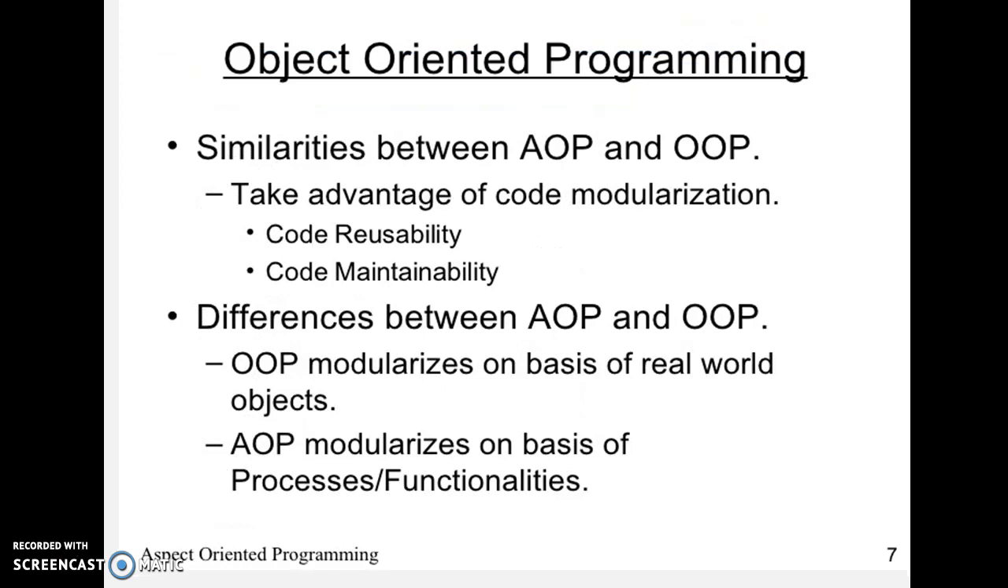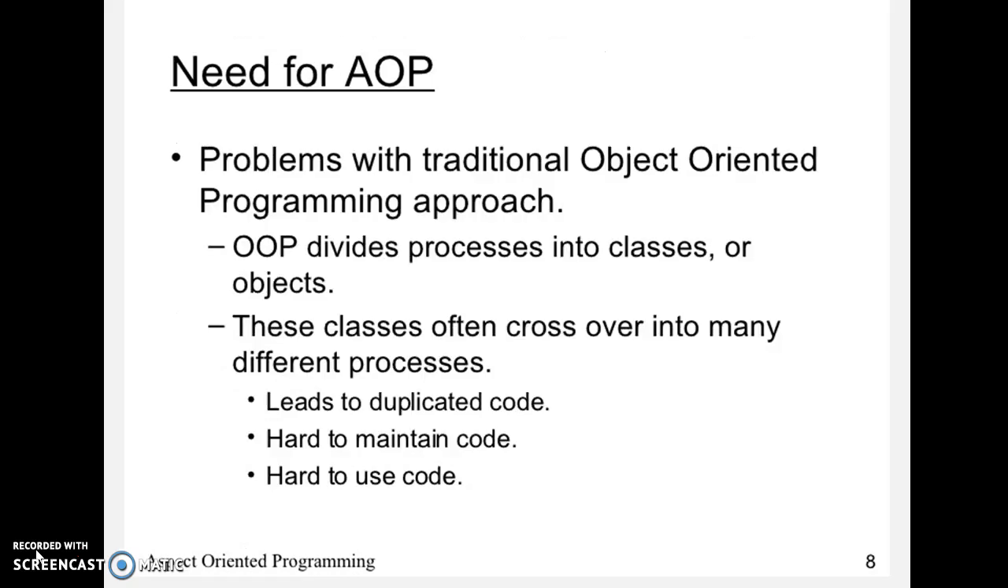Object-oriented programming and aspect-oriented programming both have some similarities. They take advantage of code modularization, code reusability, and code maintainability. Coming to differences between AOP and OOP, OOP modularizes on the basis of real-world objects. AOP modularizes on the basis of processes or functionalities.